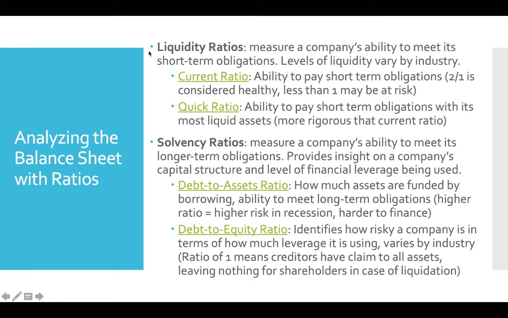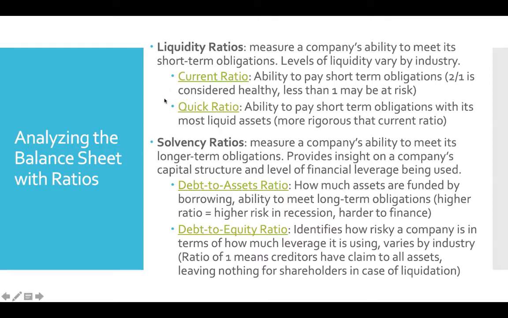Let's look at some financial ratios that can be found using the balance sheet. Liquidity ratios help to measure a company's ability to meet its short-term obligations or debts. Note that levels of liquidity vary by industry, so it's helpful to compare similar companies within the same industry, which is what you'll be doing this week. I'll be showing you how to calculate some of these ratios using the financial statements of Thermo Fisher Scientific.